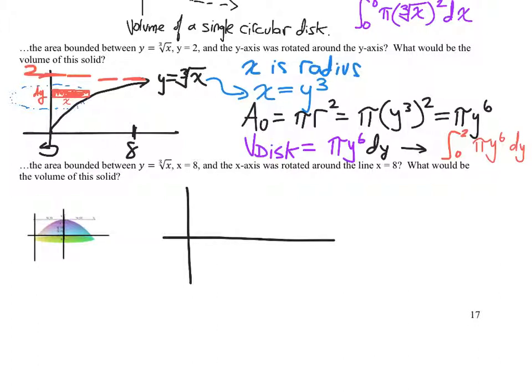The area bounded between this and x equals 8. So we'll start with that. Same story, different chapter. So y equals the cube root of x. And I'll actually draw the x equals 8. So we're spinning it around x equals 8. That's my axis now. Axis of revolution, not x-axis or y-axis. Right? Bounded between the curve, the line, and the x-axis.